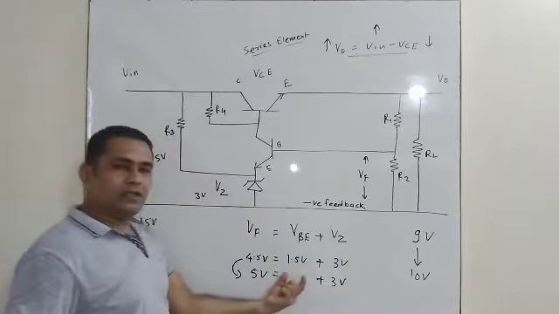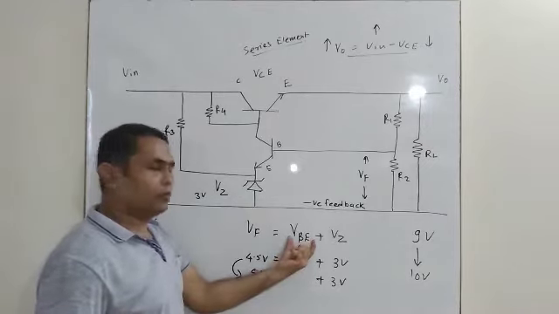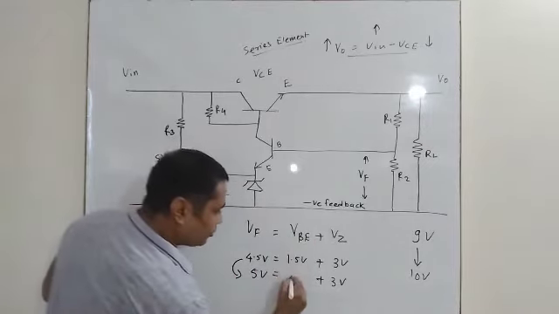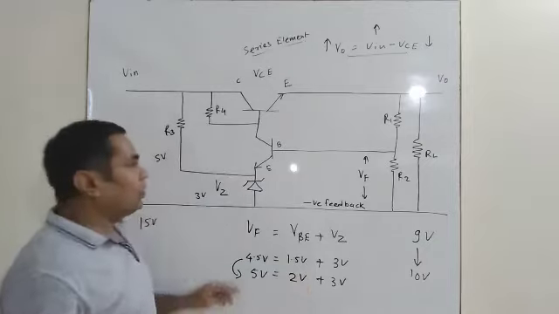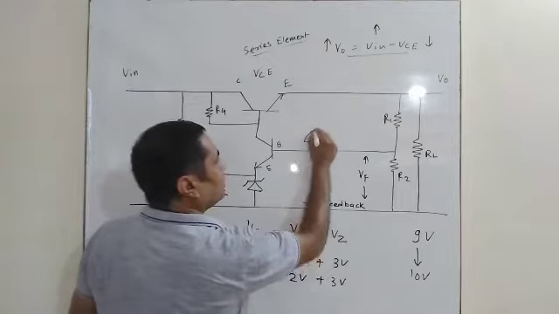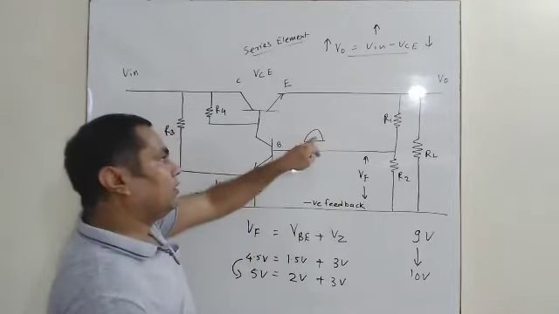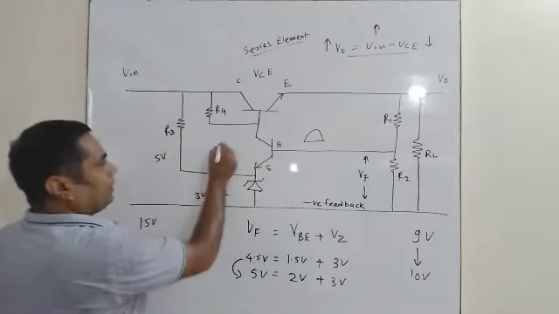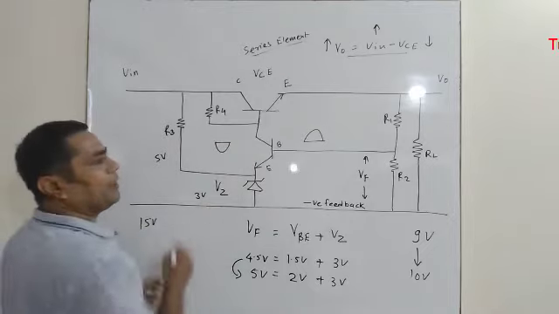So what will be changing? It is changing the base to emitter voltage. It is changing by 0.5, so it will become 2 volt. So at this common emitter amplifier, we can say that if the voltage is increasing like this, there will be a 180 degree out of phase relation at the output. So here the output will be like this.